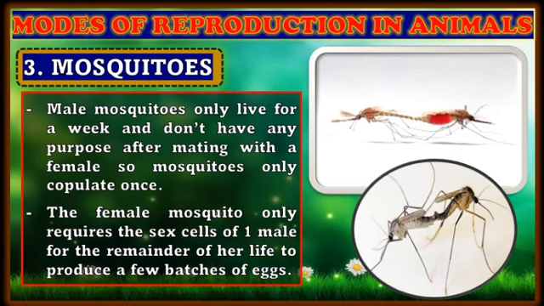Male mosquitoes only live for a week and don't have any purpose after mating with a female, so mosquitoes only copulate once. So once lang pala itong mga mosquito na nagmi-mate, nagsisiping. The female mosquito only requires the sex cells of one male for the remainder of her life to produce a few batches of eggs.